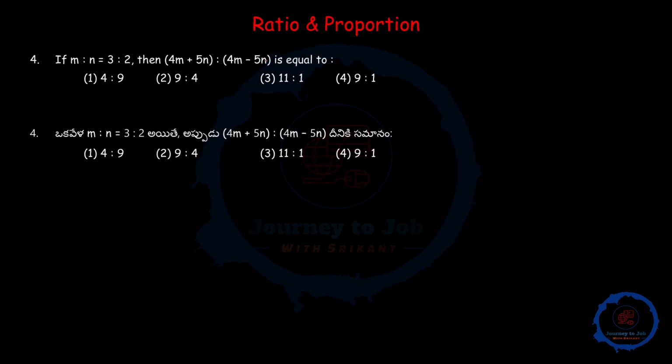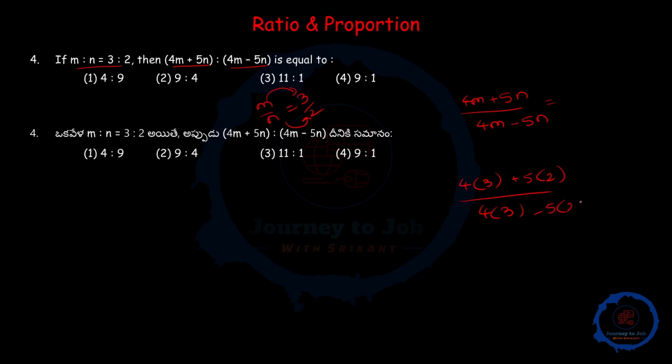Very simple question. Now next question. If m is to n is equal to 3 is to 2, find 4m plus 5n by 4m minus 5n. Since m by n is equal to 3 by 2, just take m is equal to 3 and n is equal to 2. So 4 into 3 plus 5 into 2 by 4 into 3 minus 5 into 2. It will become 12 plus 10 by 12 minus 10, which is 22 by 2. So 11 is to 1 is the answer.